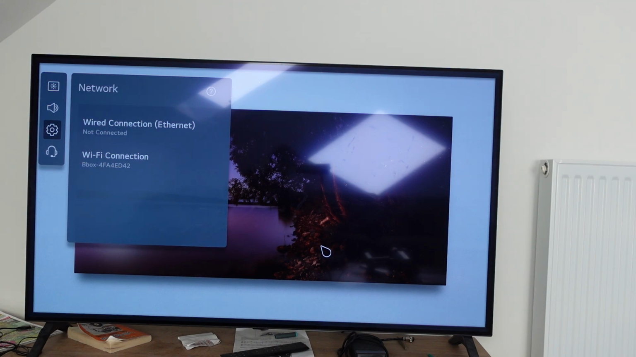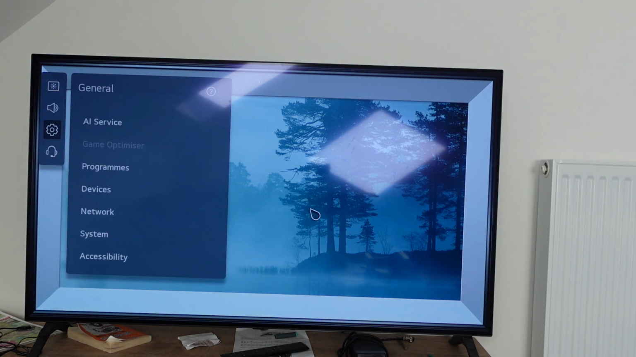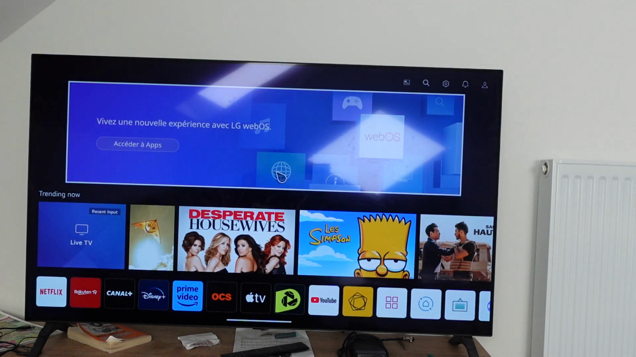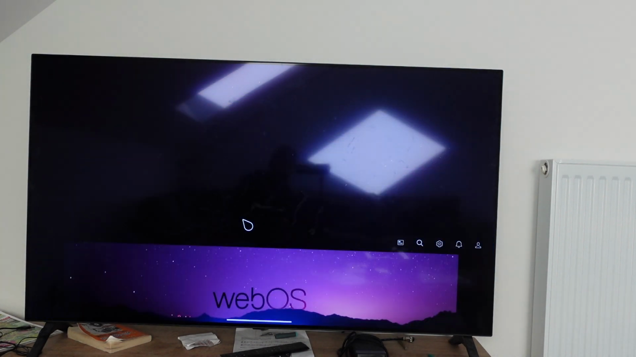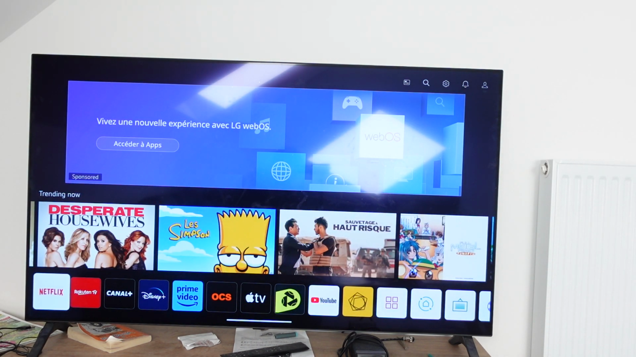If that doesn't work, the third thing I would try to do is maybe your router is too far away from your television, and I would try to move the router closer to the television, and hopefully that will then be able to get the signal that it needs to get.